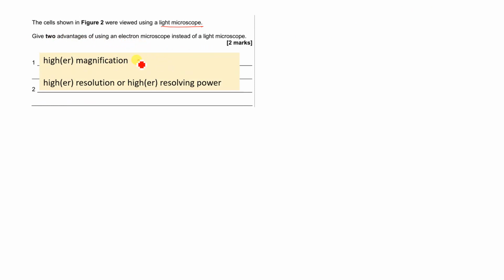Let's see if there is any other question. Okay, this is the last one. They said the cells in figure 2 were viewed using a light microscope. Give 2 advantages of using an electron microscope instead of a light microscope. Electron microscope: higher magnification, higher resolution. You'll be able to see more subcellular structures. I think this question is also repeated. So that's it. Thank you.